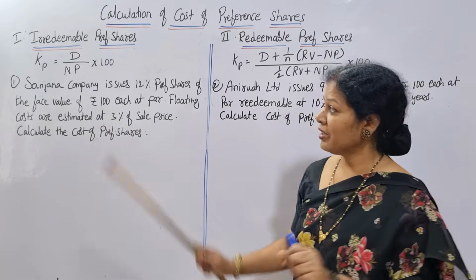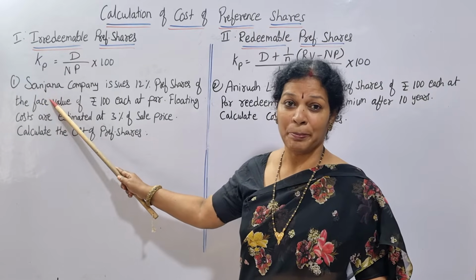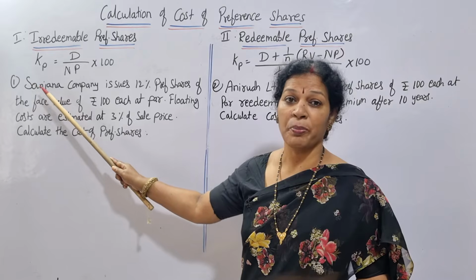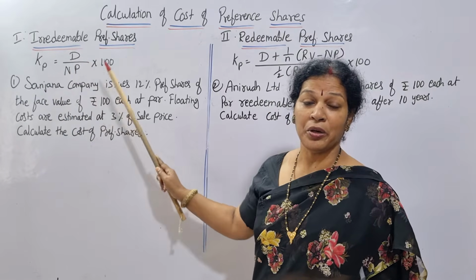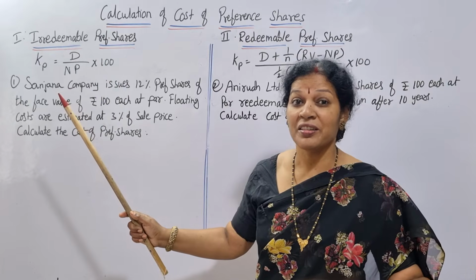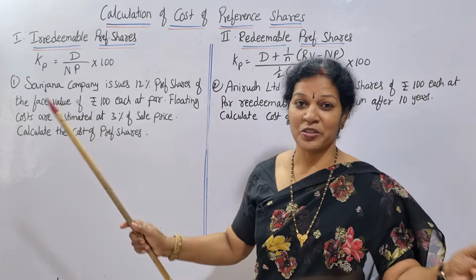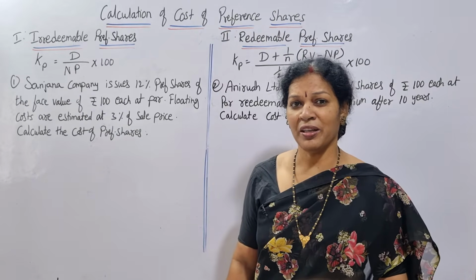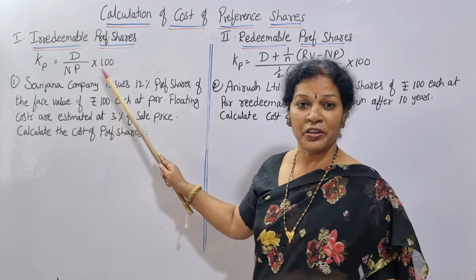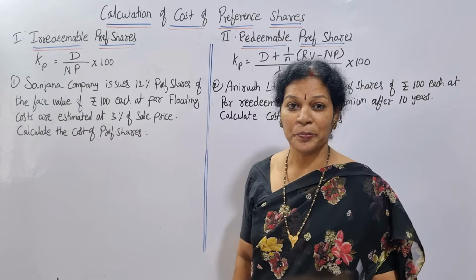Even for irredeemable cost of debt also, it is a simple formula, right? Do you remember? Now the formula is KP. K means cost of, P means preference. Cost of preference shares is equal to D by NP into 100. D means dividend. NP means net proceeds, into 100. Earlier, the cost of debt formula was interest by net proceeds into 100.